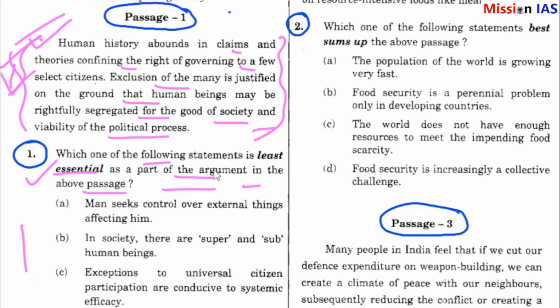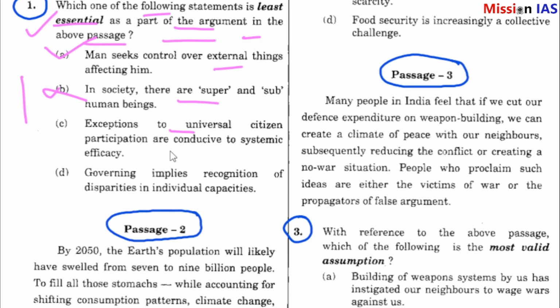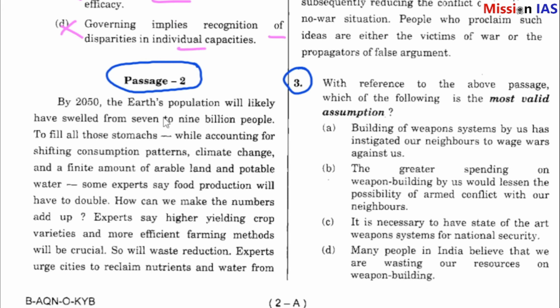So we understand that man seeks control over external things affecting him. So the first answer is here: man seeks control over external things affecting him. Or second option, in society there are super and subhuman beings. That is not possible. Exceptions to universal citizen participation are conducive to systemic effects. This is also not it. Governing implies recognition of disparities in individuals' capacities. This is also not in the passage.